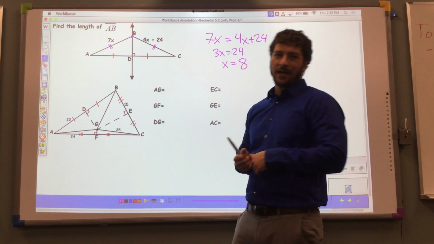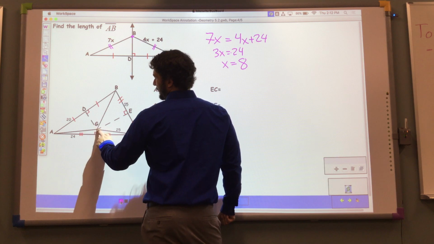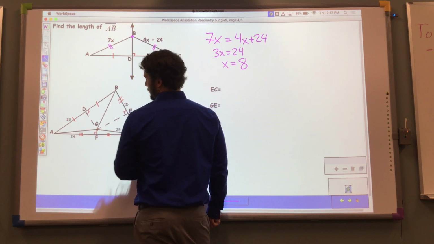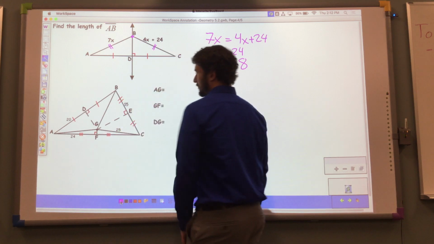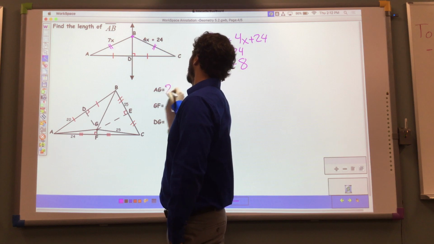Well, the way you figure that out is you look over here. Okay, this point is on a perpendicular bisector. So that means that this guy and this guy are the same. So GC is 25, which means AG is also 25.